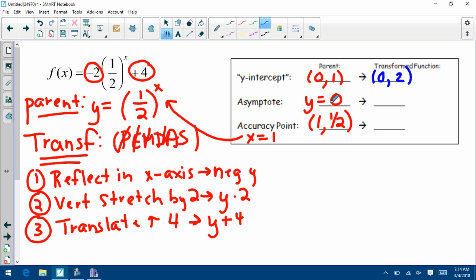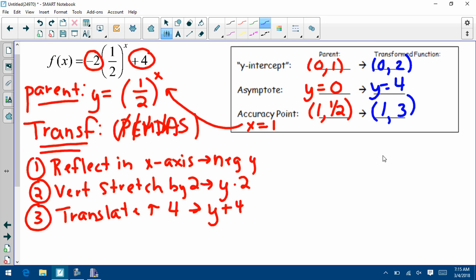Asymptote, negating 0, still 0, times 2, still 0. Up 4 would be y equals 4. And then last one there, accuracy point. We said nothing happens to the x for this one. Negating y makes it -1/2. -1/2 times 2 is -1. And +4. -1 plus 4 is 3.